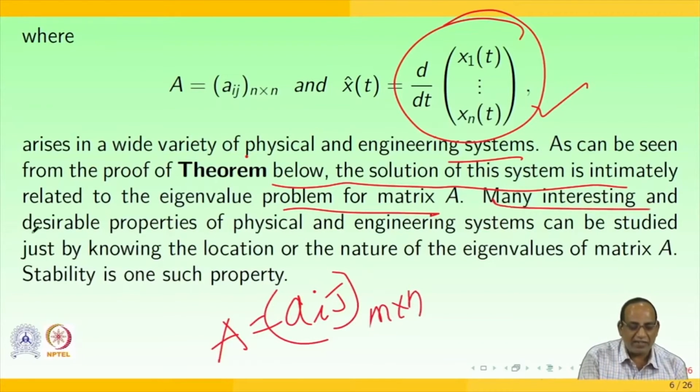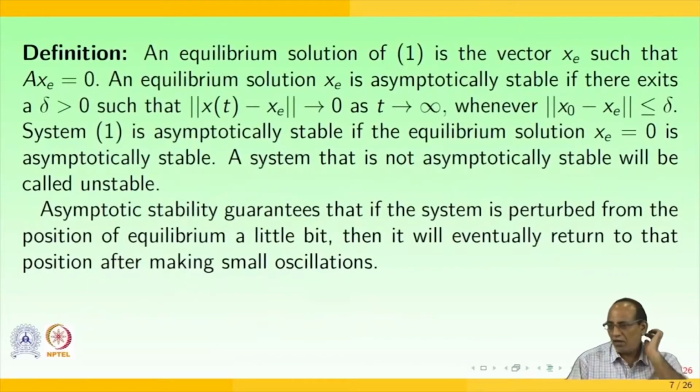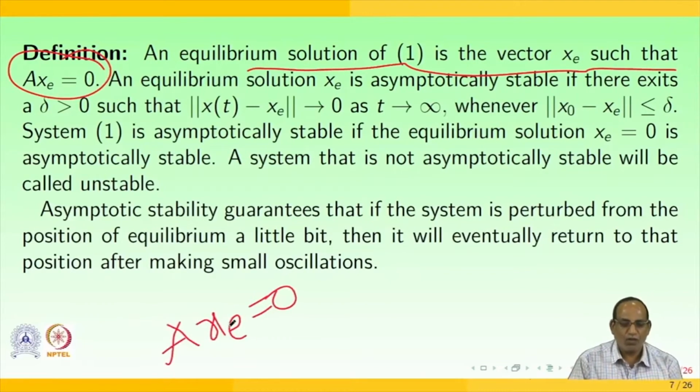Many interesting and desirable properties of physical and engineering systems can be studied by knowing the nature and location of these eigenvalues of the matrix A, and one such property is the stability of the system. Now, before going to the stability of the system, an equilibrium solution of system 1 is a vector x_e such that A times x_e is equal to 0.